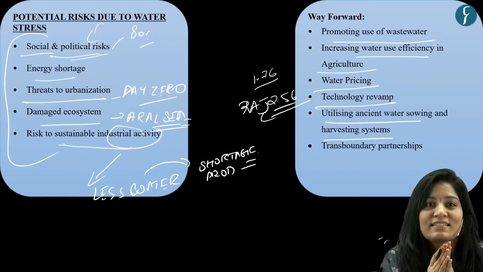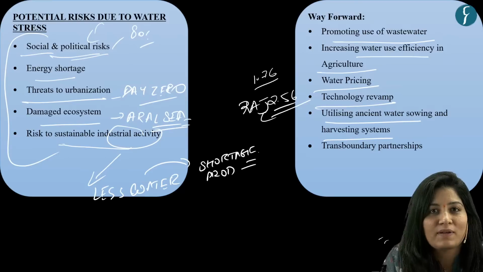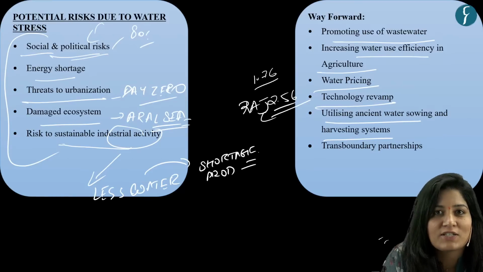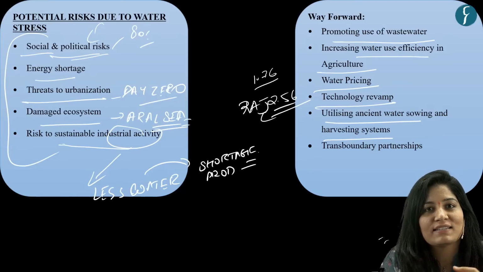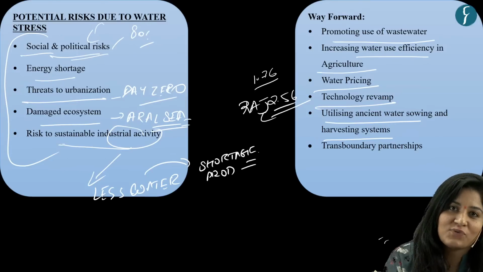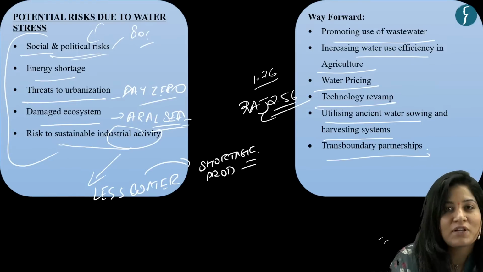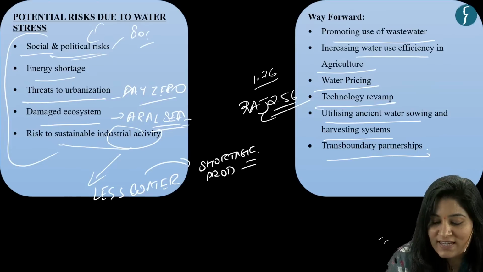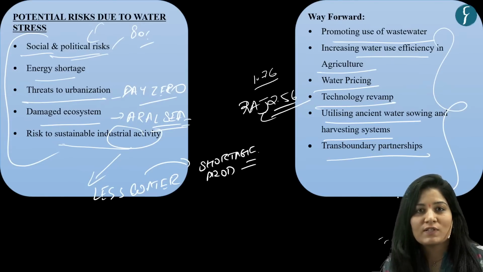Last but not the least, transboundary partnership is also crucial because we have transboundary rivers like the Indus and Brahmaputra. So for future generations, we need to have transboundary partnerships. So these are the important ways forward in this regard.